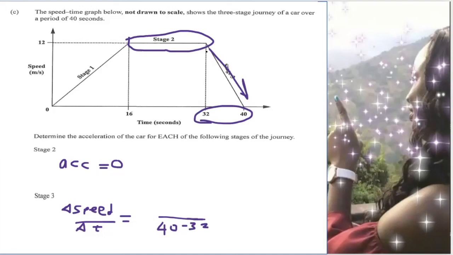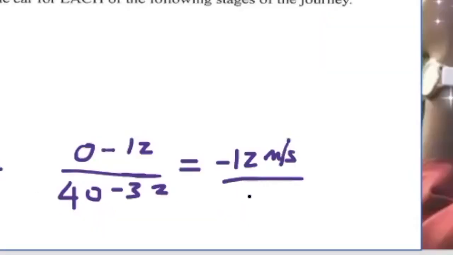The change in speed, as you can see, starts at 12 and it decreases and goes to 0. So therefore it is 0 minus 12 meters per second. So that means in the numerator I will have minus 12 meters per second, and in the denominator we'll have 8 seconds. So dividing minus 12 by 8, this will give us negative 1.5, and the unit will be meters per second squared.